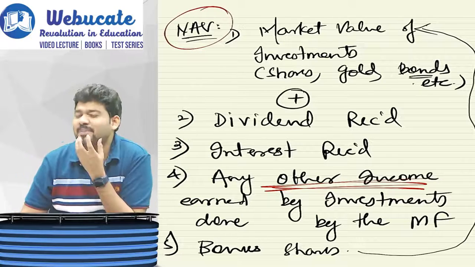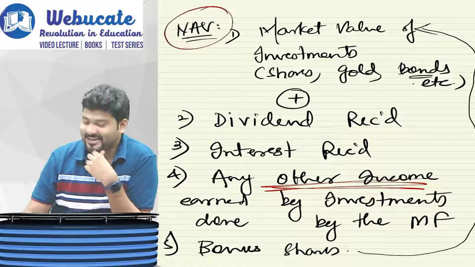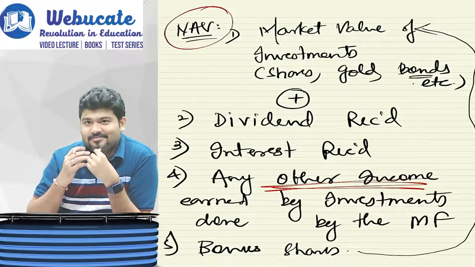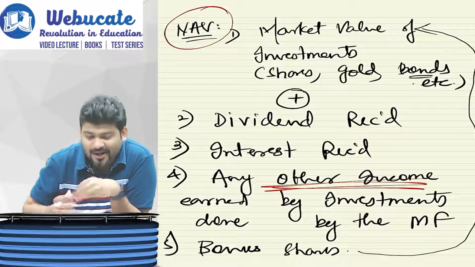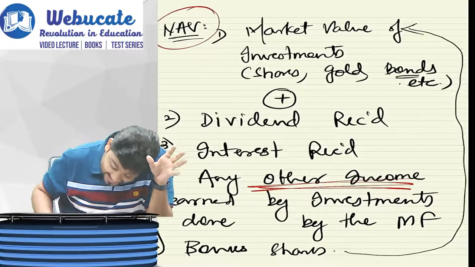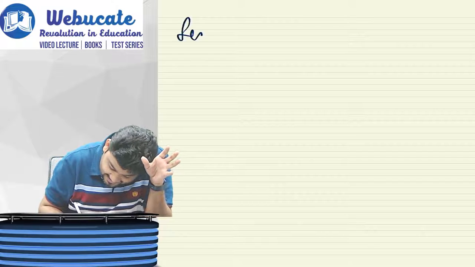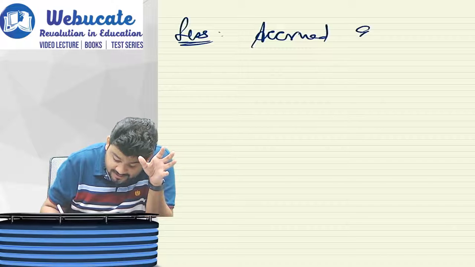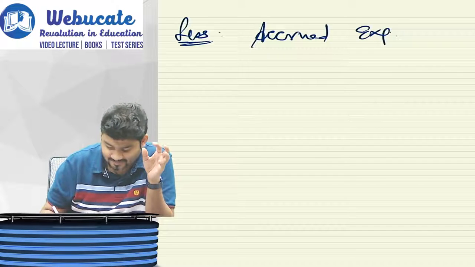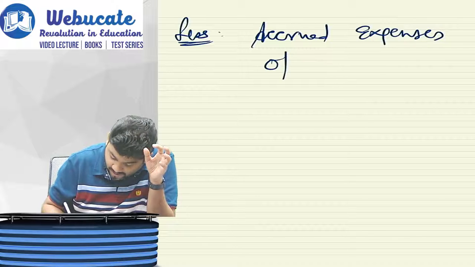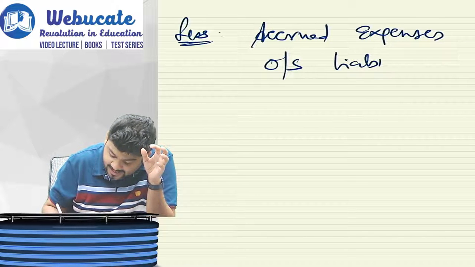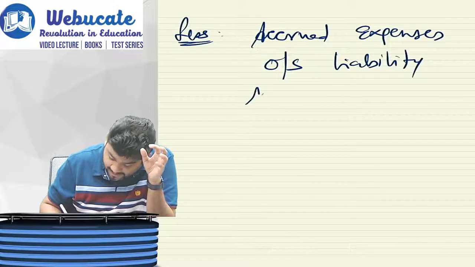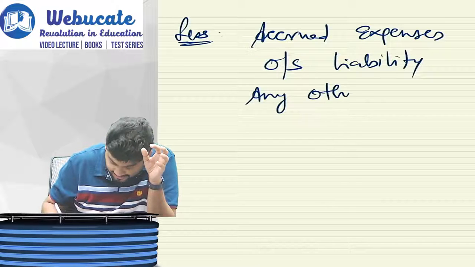But there is one expenditure. Who is that? Can I say SK? Please give him his fees also, na? So we will say less any accrued expenses that can happen, or any outstanding liability, or any other payable if it arises.